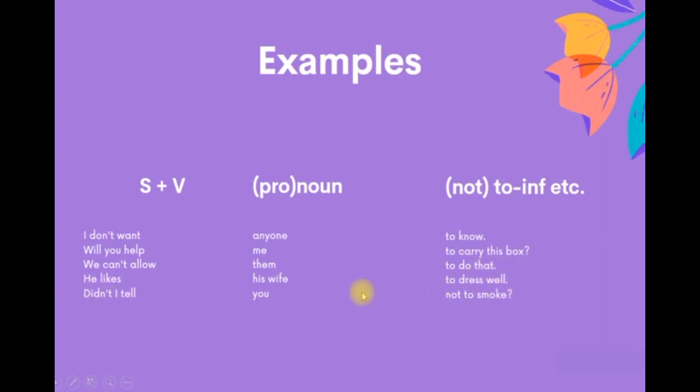Didn't I tell you not to smoke? Okay, this is a negative question. Didn't is the auxiliary, I is the subject, and then tell is the verb. You is the object pronoun, and then not here is put as the negative, and then followed by to smoke as the to infinitive.